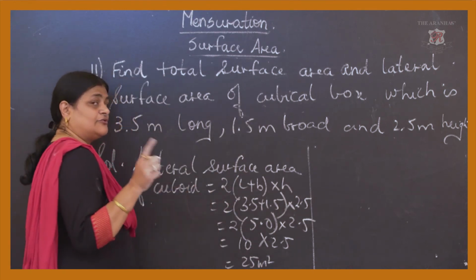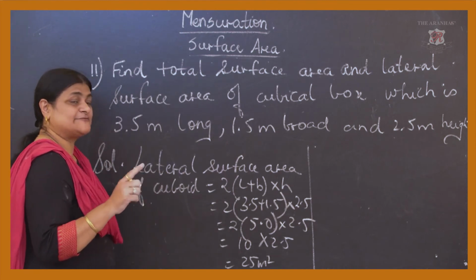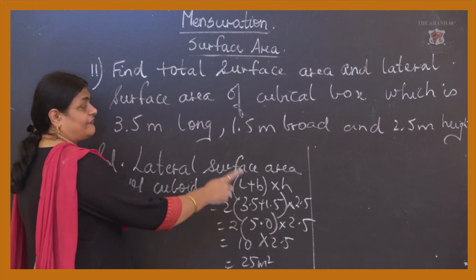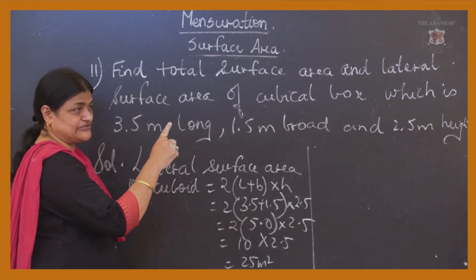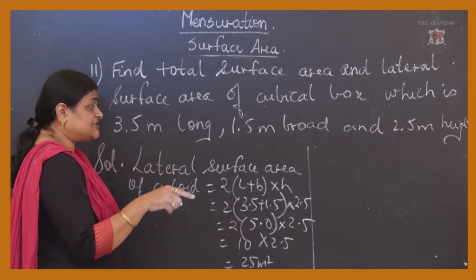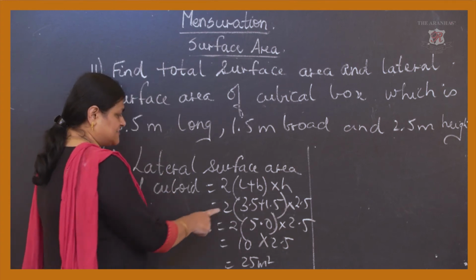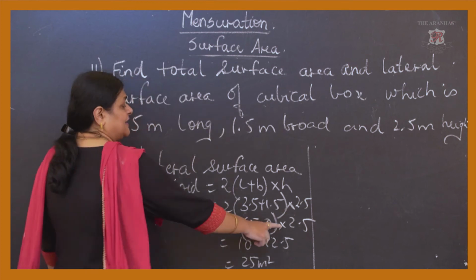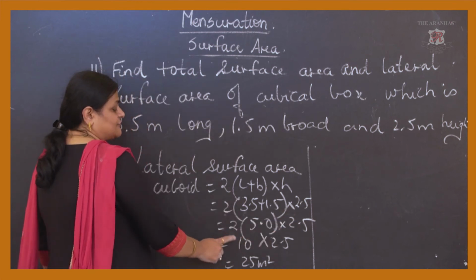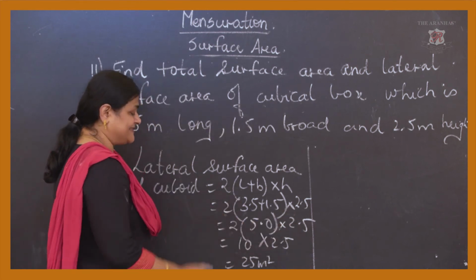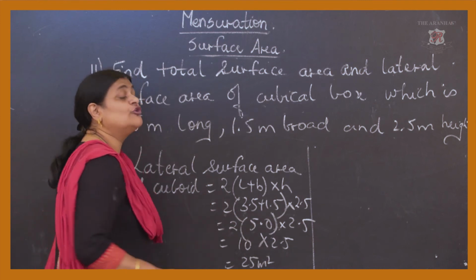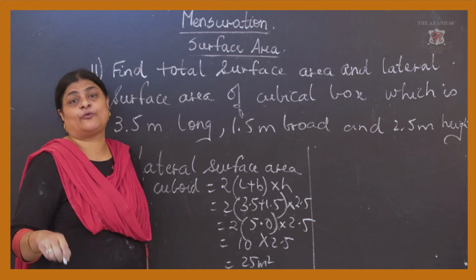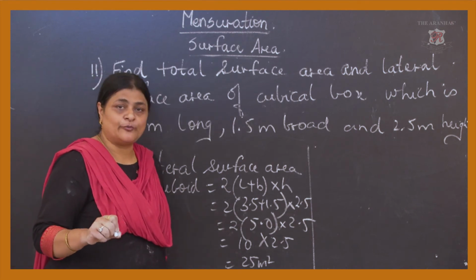So here you have got what? 2 into length plus breadth into height. So here the length is 3.5 and the breadth is 1.5, which is already given to you in the sum, into height is 2.5. So 3.5 plus 1.5 will give you 5 into 2.5. So 5 2s are 10 into 2.5. So 10 into 2.5 will give you 25 meters square. This is your LSA of cuboid, that is lateral surface area of the cuboid.